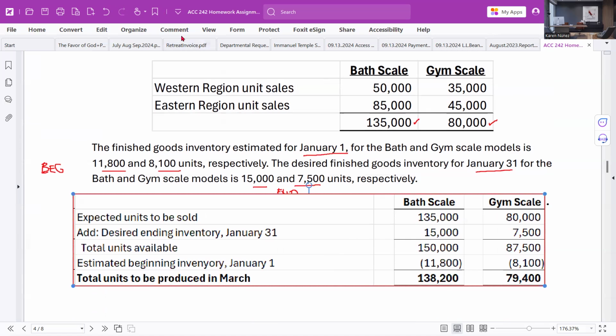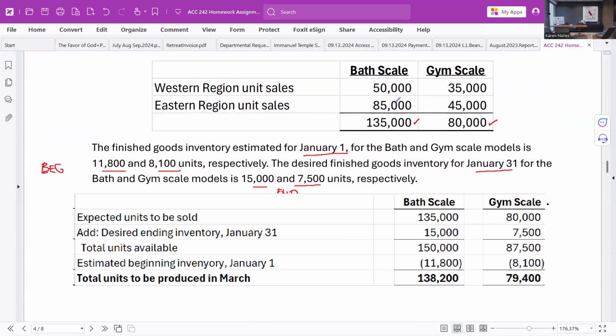So with the bath scale product, what we anticipate here is that we're going to sell 135,000. So there are the sales, 135,000. We're going to have a desired ending inventory of 15,000. We only need to have 15,000 on hand at the end of the period. So 135,000 plus the ending means we need to have 150,000 bath scales available. But we're going to start with 11,800. So subtract that 11,800 and what we're left with is what we need to produce. 138,200.